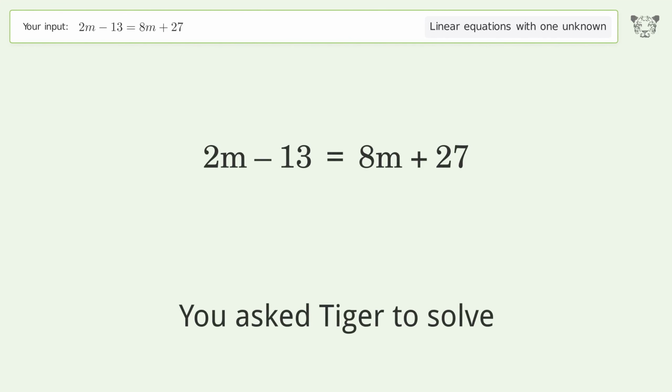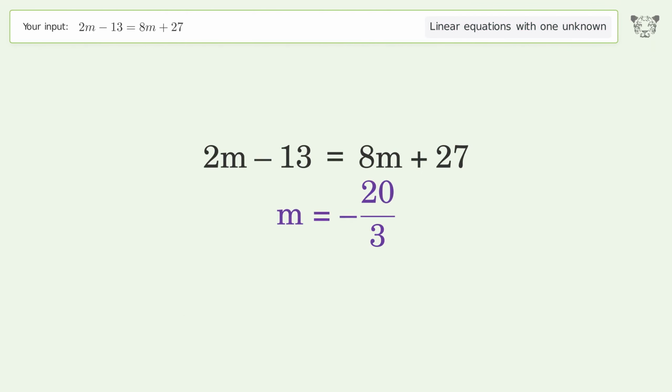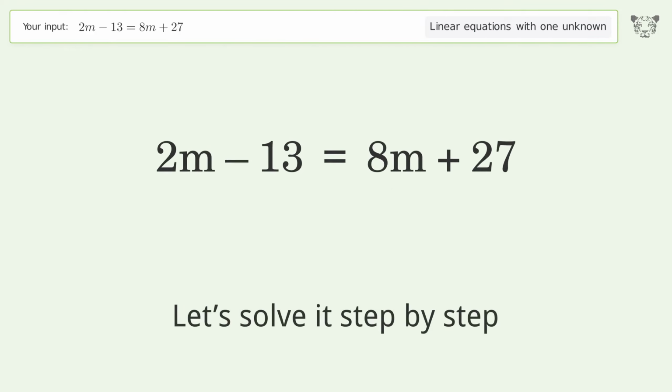You ask Tiger to solve. This deals with linear equations with one unknown. The final result is m equals -20/3. Let's solve it step by step.